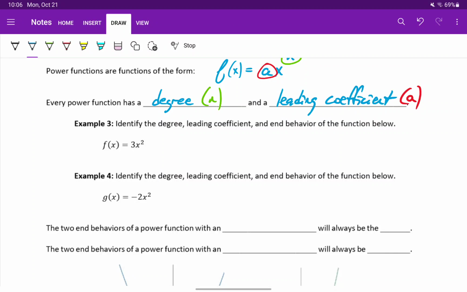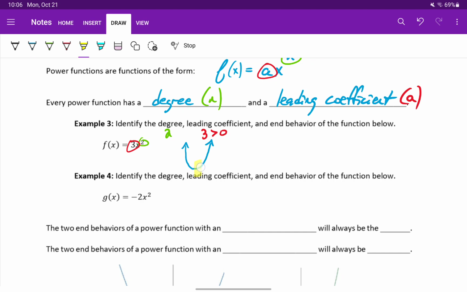So in example 3, we want to identify the degree, leading coefficient, and end behavior of this function below. This function has x to the second power, so it's a second degree function, and the leading coefficient 3 is greater than 0. Since what we have is a second degree polynomial, we have a quadratic function, meaning its graph would be a parabola. And since our leading coefficient, a, is greater than 0, it's opening up.